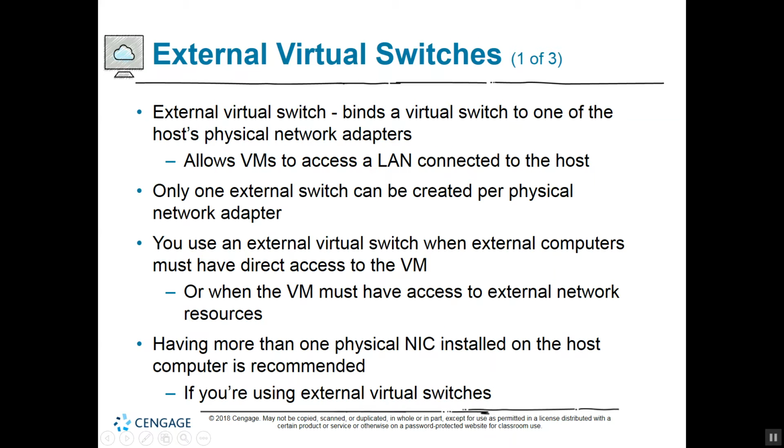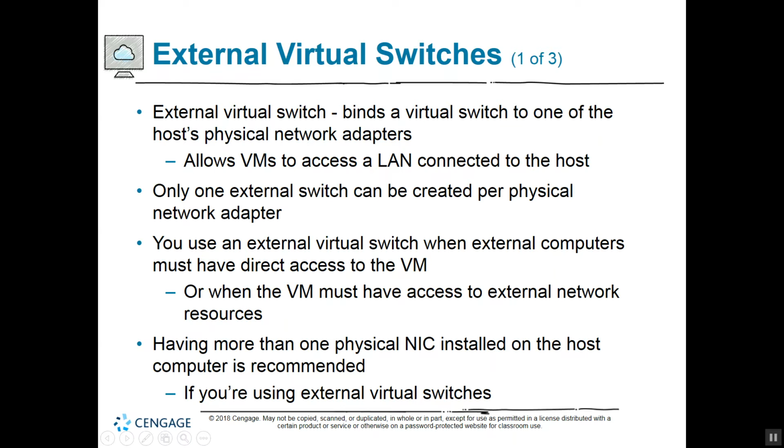We've got external virtual switches. Now, an external virtual switch binds a virtual switch to one of the host's physical network adapters. It allows virtual machines to access a LAN connected to the host. Only one external switch can be created per physical network adapter. You use an external virtual switch when external computers must have direct access to the VM, or when the VM must have access to the external network resources.